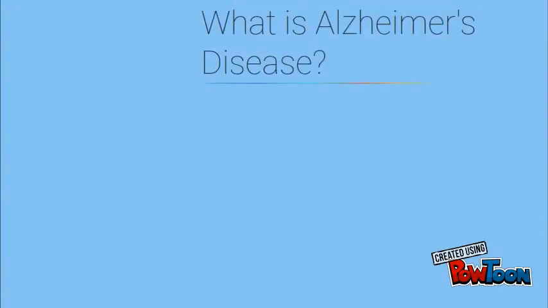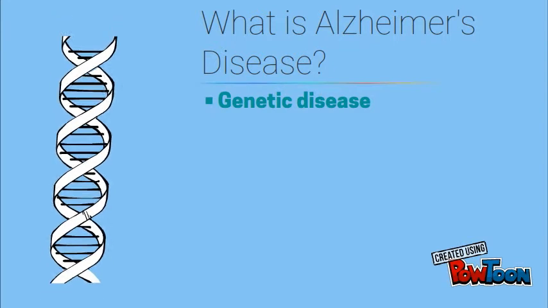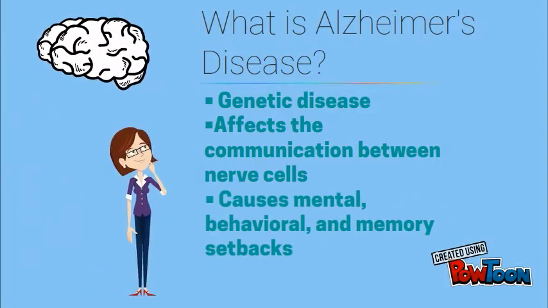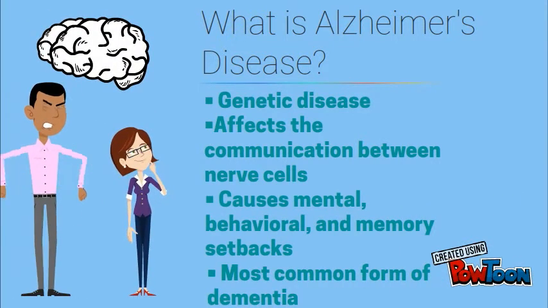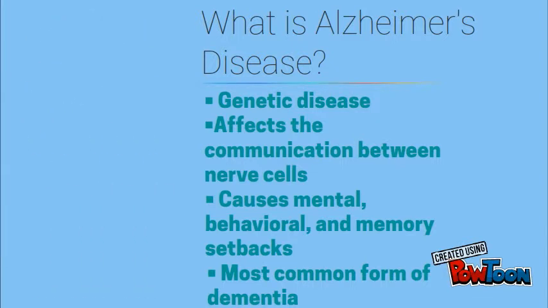What is Alzheimer's disease? Alzheimer's disease is a genetic disease in which symptoms increase over time, nerve cells in the brain stop working, and communication within the brain does not function properly. Alzheimer's causes mental, behavioral, and memory setbacks and is the most common form of dementia. Dementia is a group of symptoms that interferes with daily tasks.